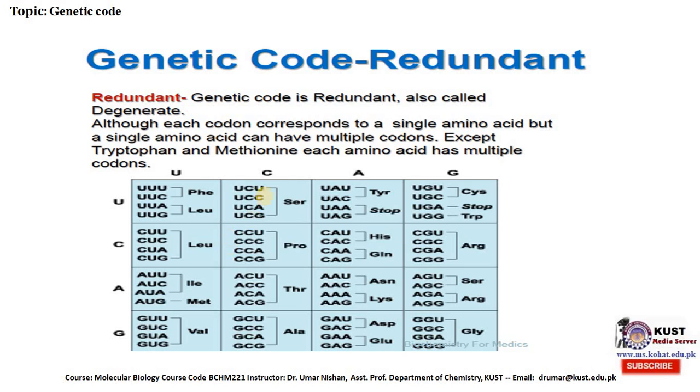Remember that I talked in the introduction that there are 64 different codons possible. So these 64 different codons code for 20 amino acids. Among these 64, there are 3 which are stop codons: UAA, UAG, UGA, and the rest of the 61 different codons code for the 20 amino acids that we have.